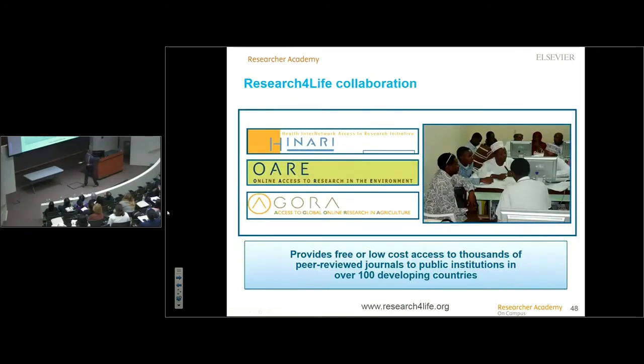And also important for people who don't have the funding but still want to make sure that their work is getting used in appropriate ways, is getting disseminated in appropriate ways, is the Research4Life collaboration. The relevant one for our group would be HINARI, the Health Internetwork Access to Research Initiative, which provides free or low-cost access to thousands of peer-reviewed journals to public institutions in over 100 developing countries. So even if you're publishing in a traditional subscription journal, most major publishers are participating in one of these initiatives to make sure that those articles are available through the World Health Organization.